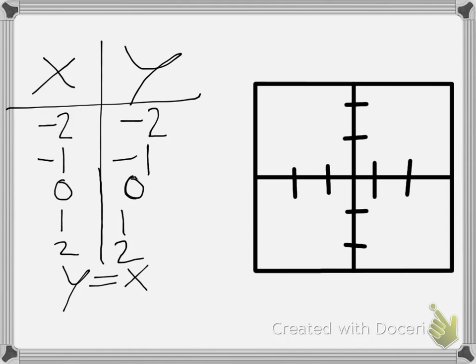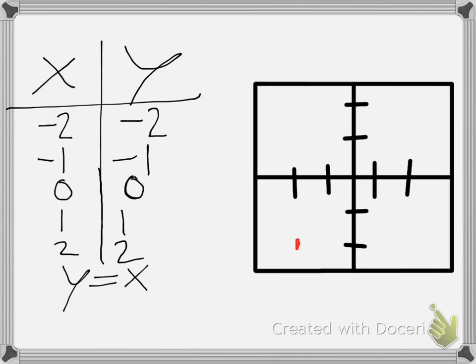Graphing this equation using the xy table is pretty simple. To graph the first point, which is x equals -2 and y equals -2, we would simply start at the origin and go to the left 2 on the x-axis for x equals -2, and go down 2 on the y-axis for y equals -2. Once we do this, we would create a point at the place where these two meet, which would be right here.